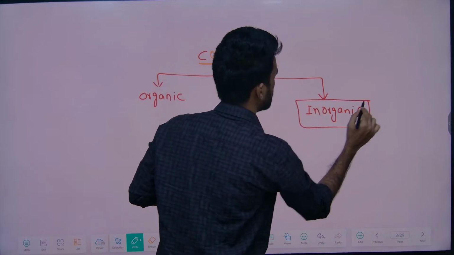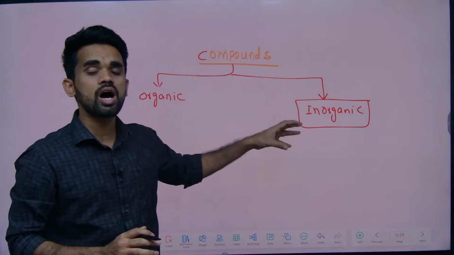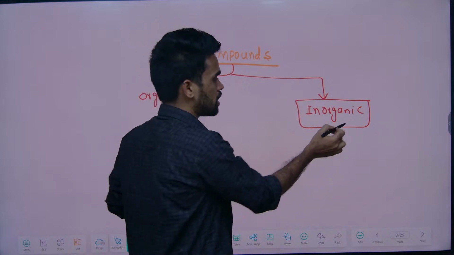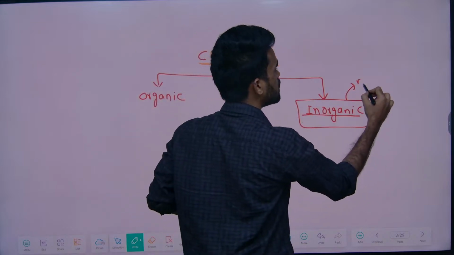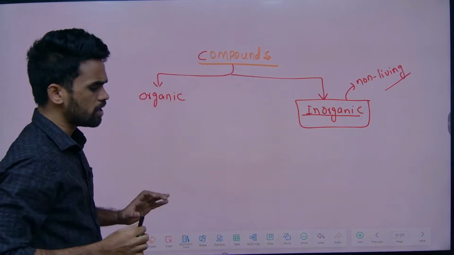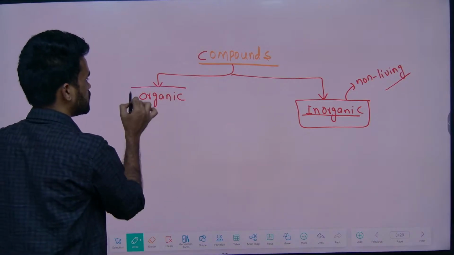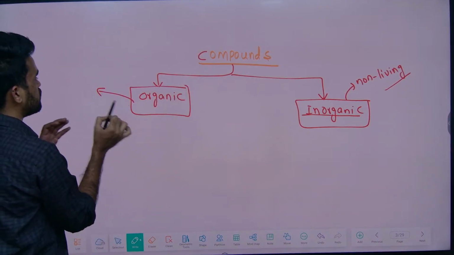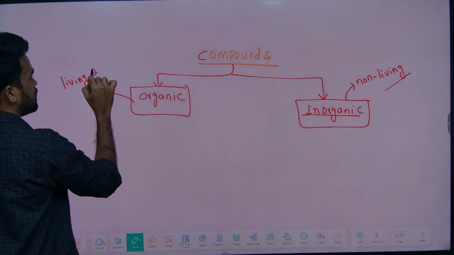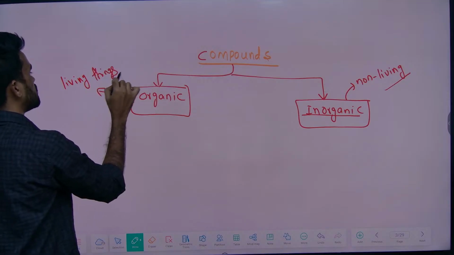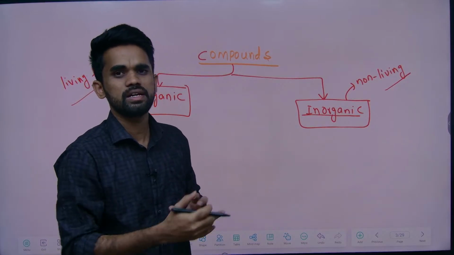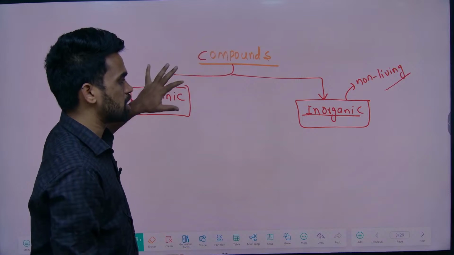Inorganic, the name itself says, comes from non-living sources. Inorganic compounds come from non-living sources, whereas organic compounds are generally considered to be originated from living things, living organisms, like animals and plants. This is the basic fundamental classification of a given compound as organic or inorganic.